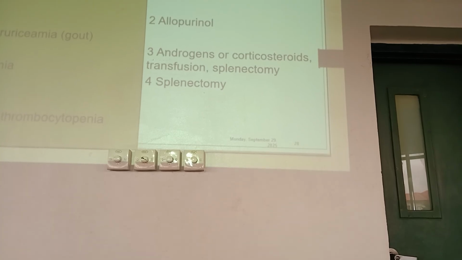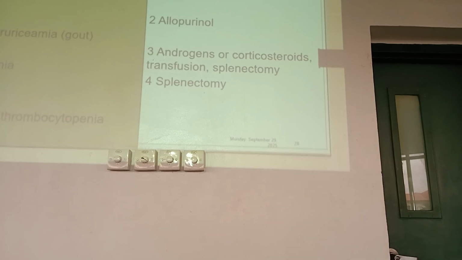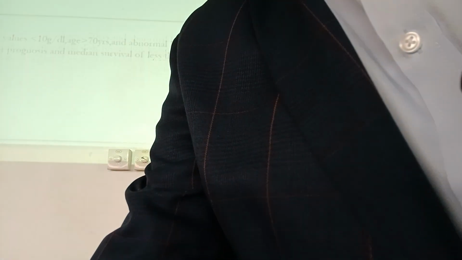How will that assist thrombocytopenia? Splenectomy. How will it assist thrombocytopenia? Platelets. A third of the platelets is stored in the spleen. So if you remove the spleen, it will release the content into the circulation.